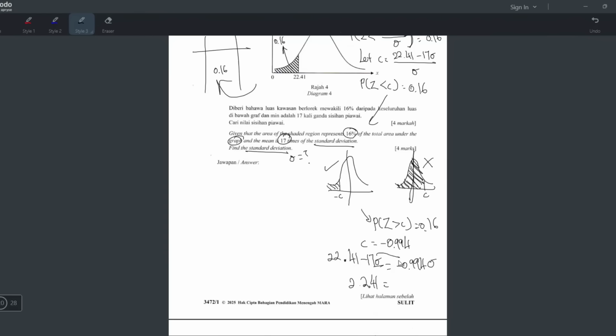Sebab saya kalau pindah macam ni, then the standard deviation will be positive. So negative 17 jadi 17, positive 17. So just tekan 17 tolak 0.994. Alright, saya dapat 16.006 standard deviation, and now standard deviation equals to 22.41 bahagi answer. Alright, my calculator give me 1.400. Okay, just 1.4 lah. Yeah, because it's like so many zeros, so it's very obvious this is the answer, 1.4.